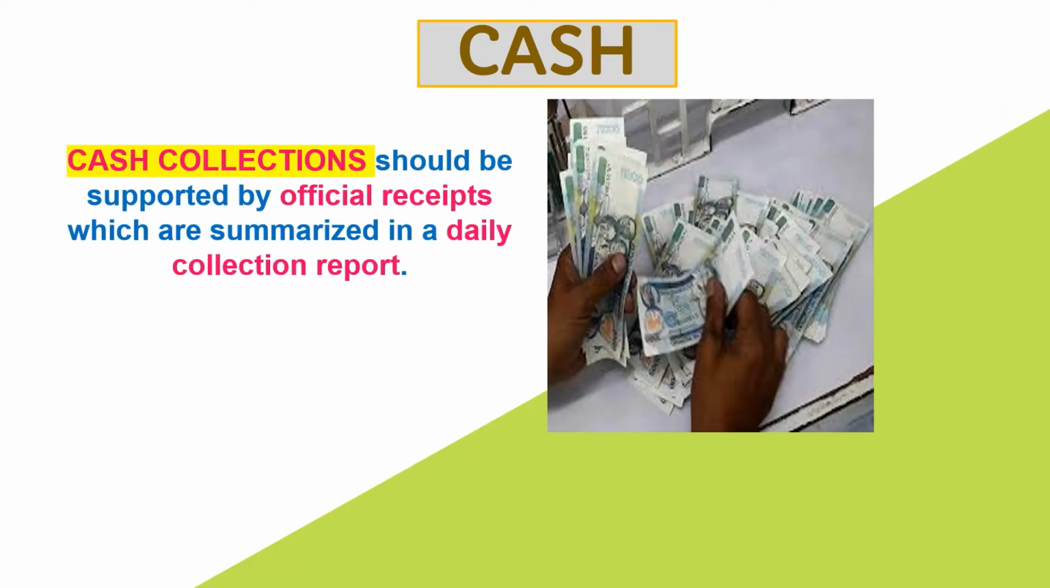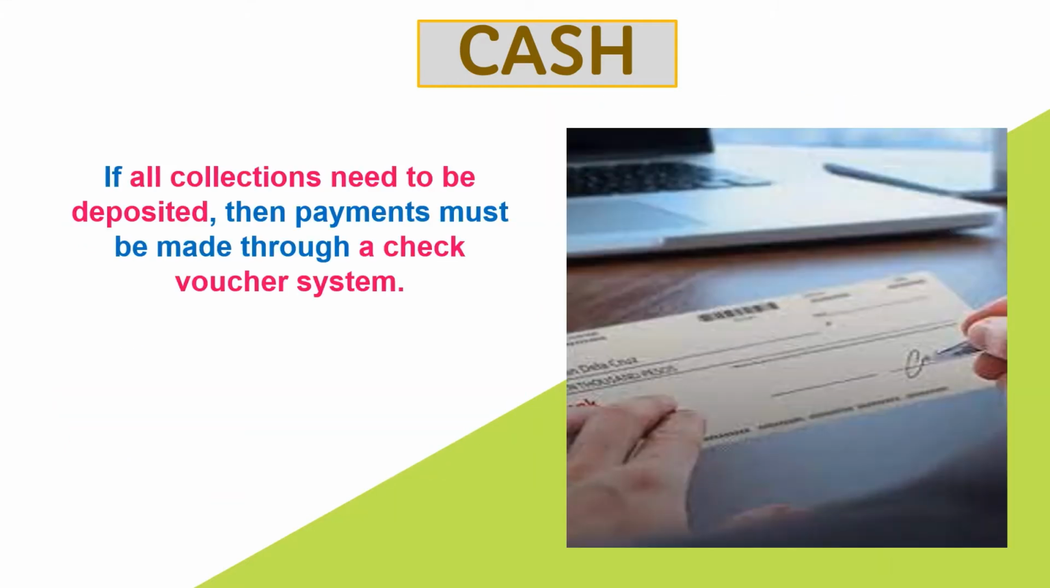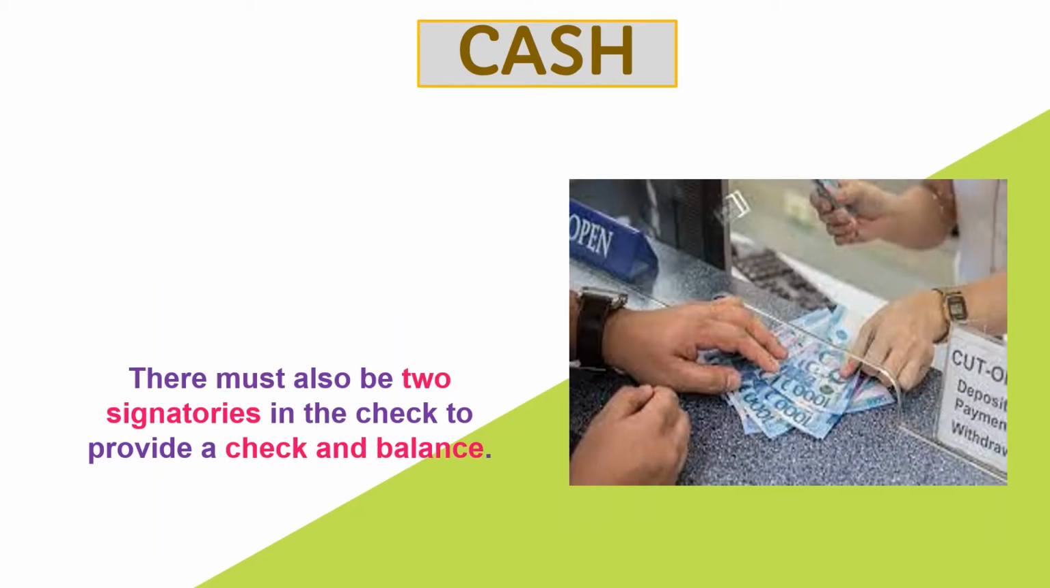Cash collections should be supported by official receipts which are summarized in a daily collection report. The daily collection report is going to be useful for the next control measure, the cash deposit of collections. If all collections need to be deposited, the payments must be made through a check voucher system. There must also be two signatories in the check to provide a check and balance.